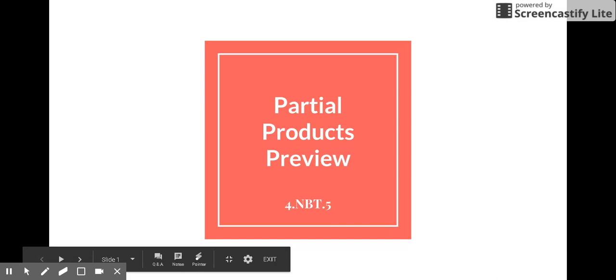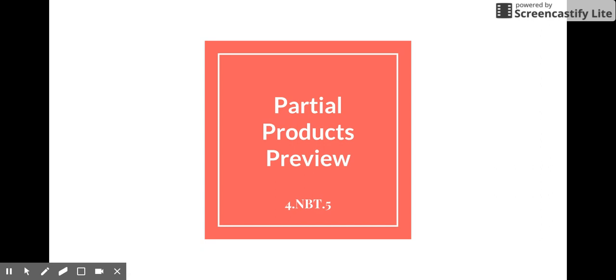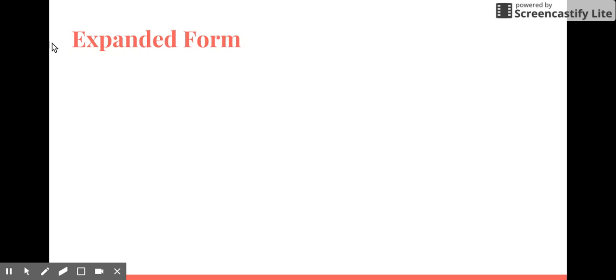In today's lesson, we're going to be learning how to multiply multi-digit numbers using partial products. Before we do that though, there are a couple of really important ideas that I want to make sure that we have a little bit of practice on because it's going to make everything else we do today so much easier. The first thing I want to make sure that we talk about is writing numbers in expanded form.